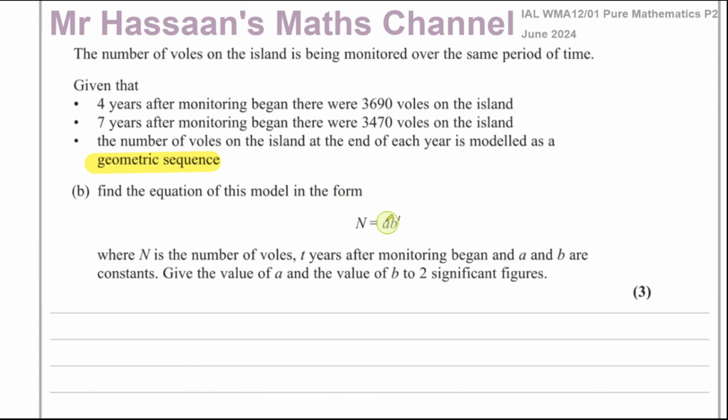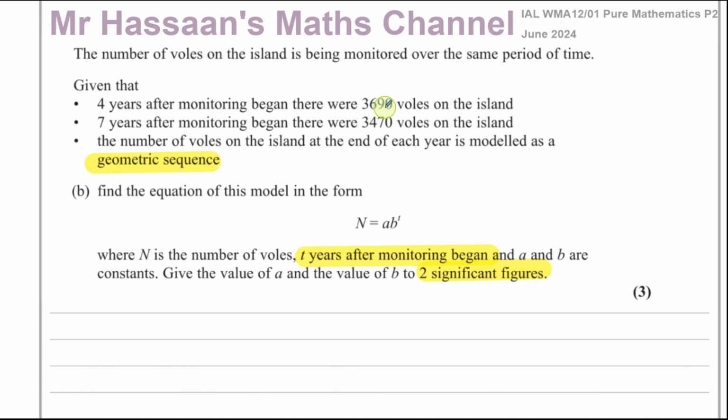Find the equation of this model in the form N equals a times b to the power of t, where N is the number of voles, t years after monitoring began, and a and b are constants. Find the value of a and the value of b to two significant figures. Okay, so now, again, we have a geometric sequence. And again, we have to be very careful. So t is the years after monitoring began.